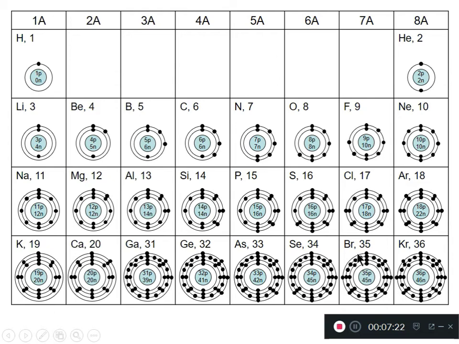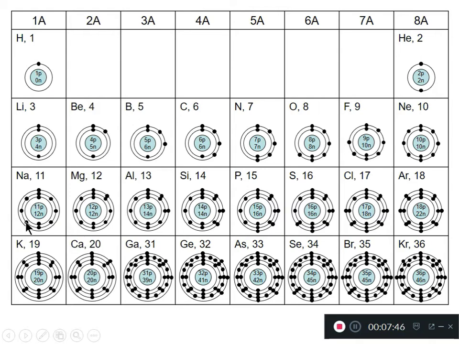If I count these, 1, 2, 3, 4, 5, 6, 7, 8, 9, 10, 11, 12, 13, 14, 15, 16, 17, 18. And I can count others as well. So it looks like that third level can hold a total of 18. But notice that it doesn't start filling past 8 until it gets after 20.